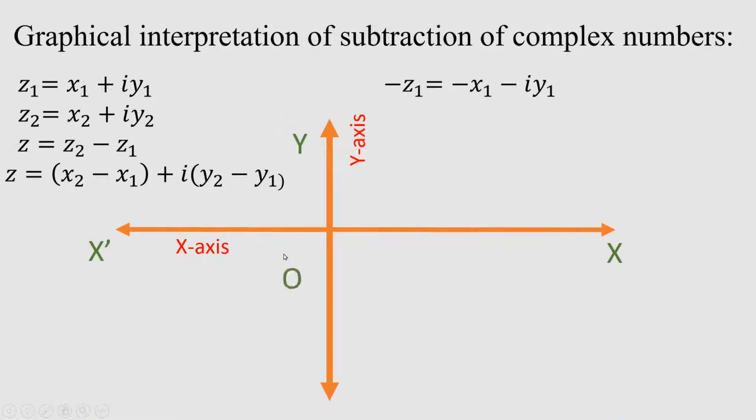X-axis and y-axis, taking x-axis as a real axis and y-axis as imaginary axis. Here z1 is equal to x1 plus iy1. If you multiply z1 by minus 1, then you get minus z1 is equal to minus x1 minus iy1. And if we add z2 and minus z1, then we get z2 minus z1. Therefore, first plot minus z1 on the graph paper.